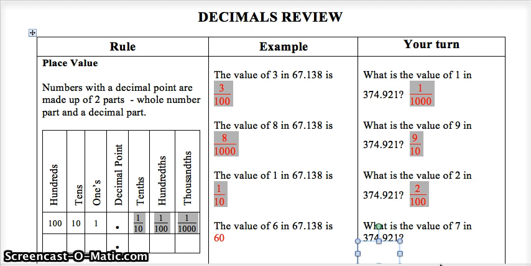And in this last question, the value of the 7, we've got 374. The value of the 7, because it's in the tens column, is 70. Or you can hear it when you say it, 370. So the 7 stands for 70. Okay, we'll move to the next section.